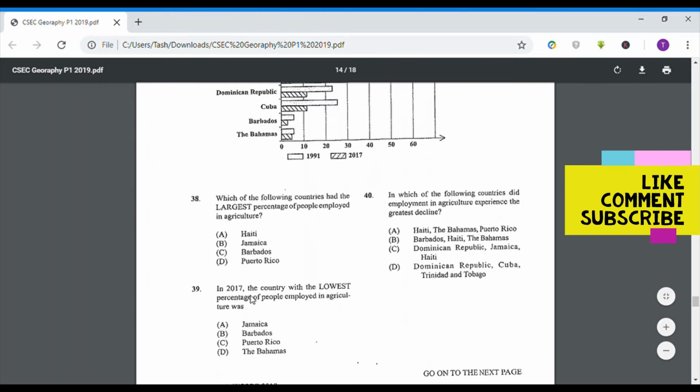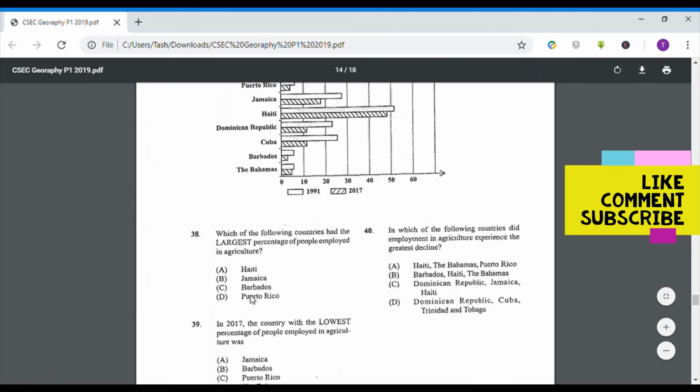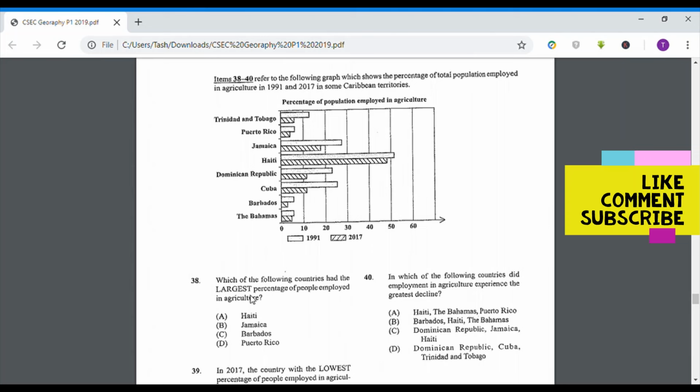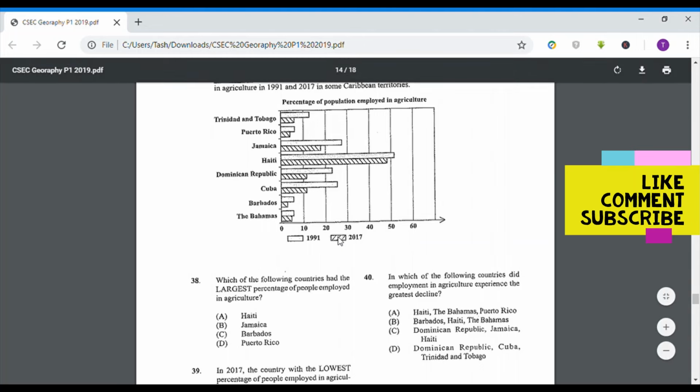For number 40, in which of the following countries did the employment in agriculture experience the greatest decline? So if it is talking about a decline, it means we're going to compare 1991, which is the white bars, with 2017, which is the lined bars. So for that comparison, we're looking for which countries experience the greatest decline. So there needs to be a reduction, which means the white bar needs to be higher than the lined bar.